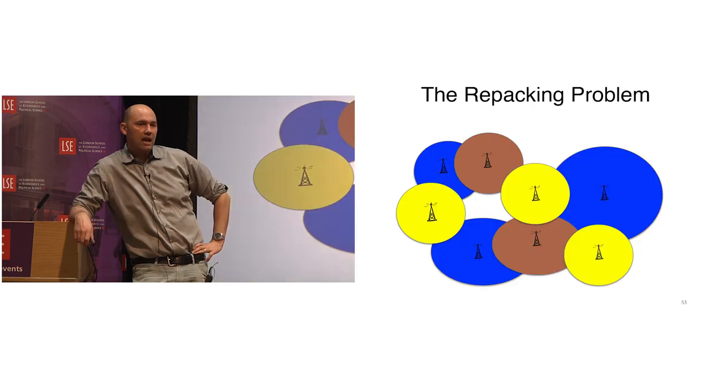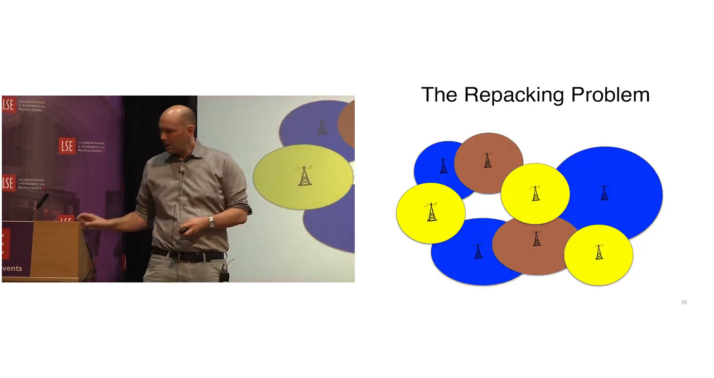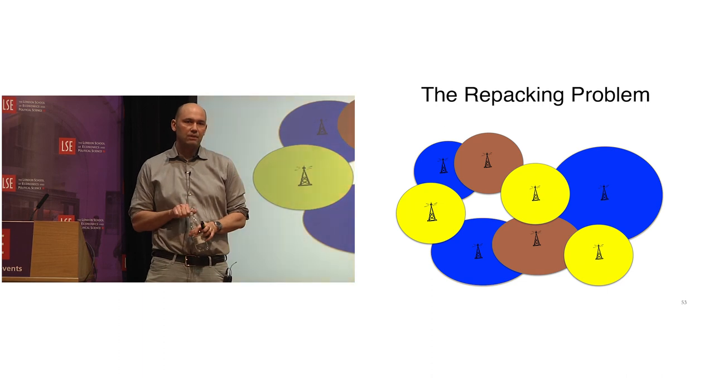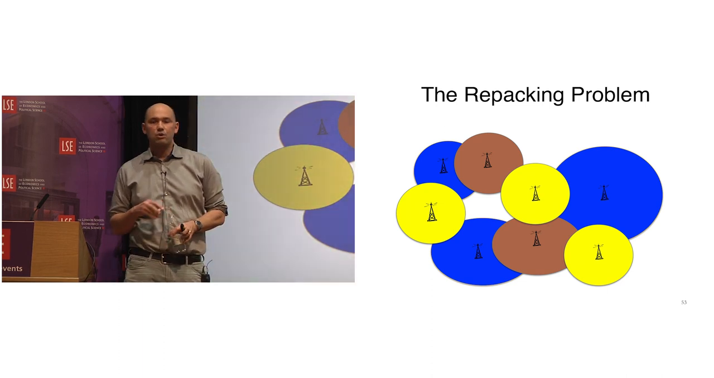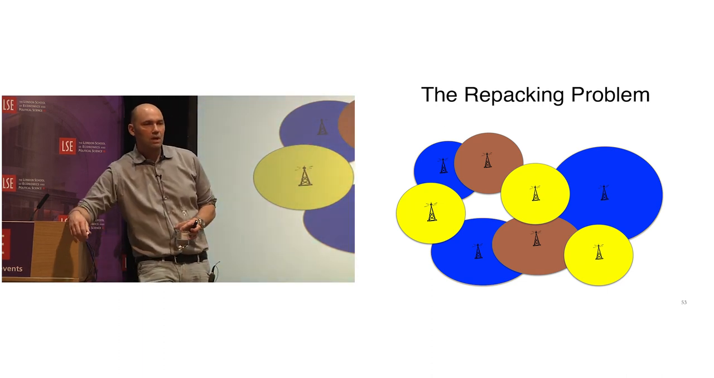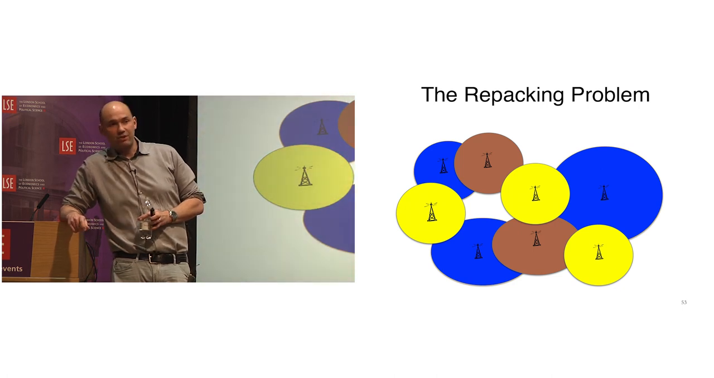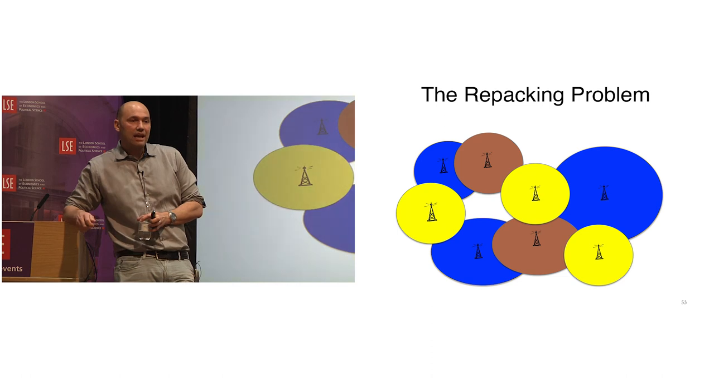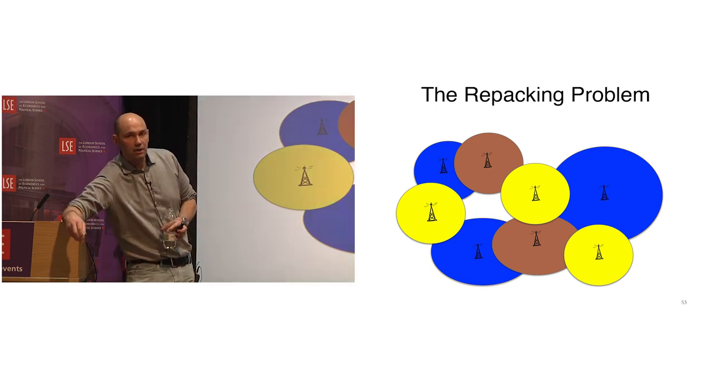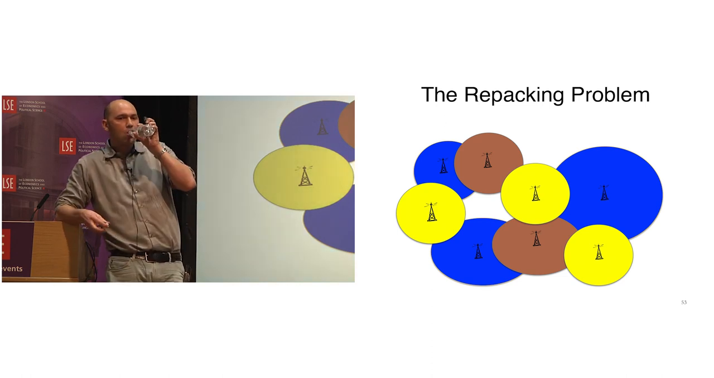Here's the picture I want you to have in mind. So each circle here represents a station. The area of the circle represents its broadcast radius, and the color represents the channel. You'll notice that overlapping circles always have different colors. That's not an accident. Different stations with overlapping broadcast regions need to be assigned different channels to avoid interference.